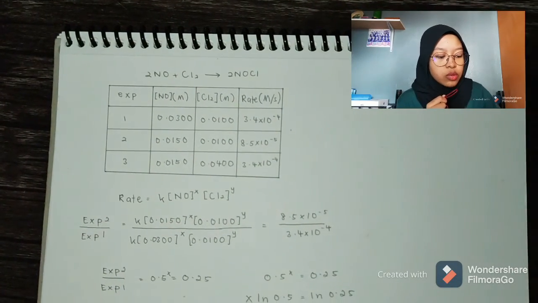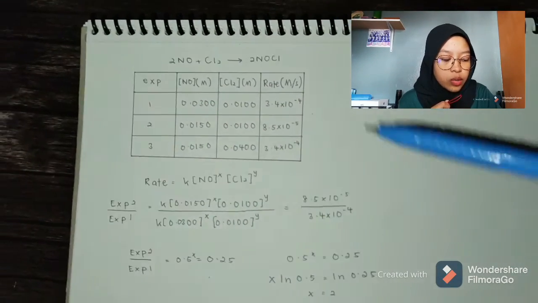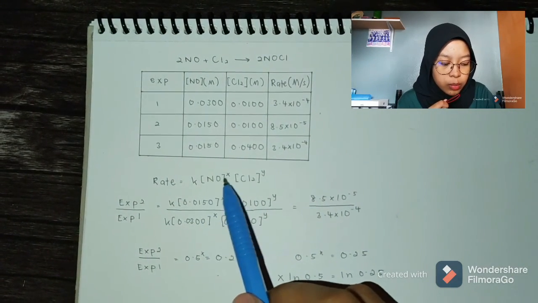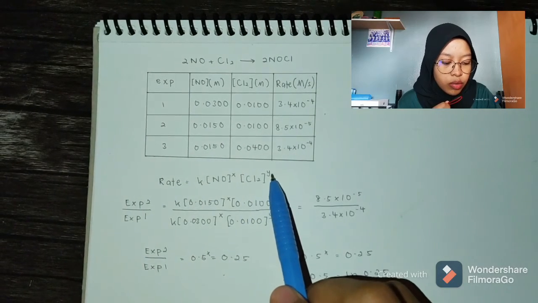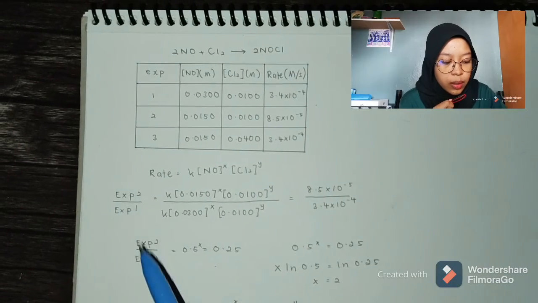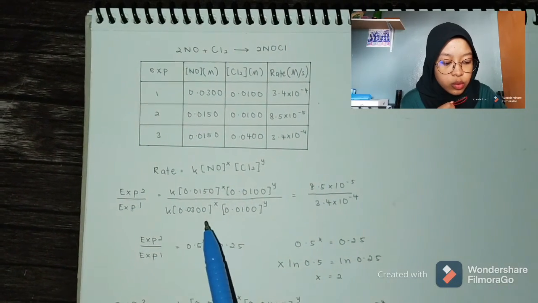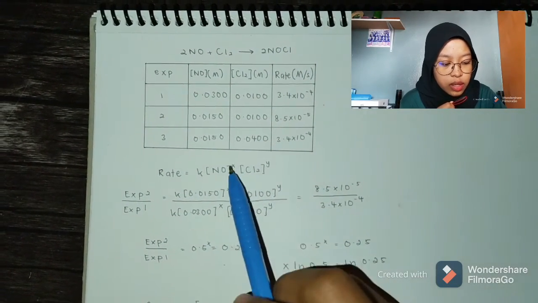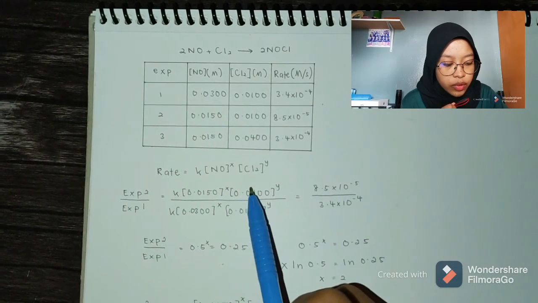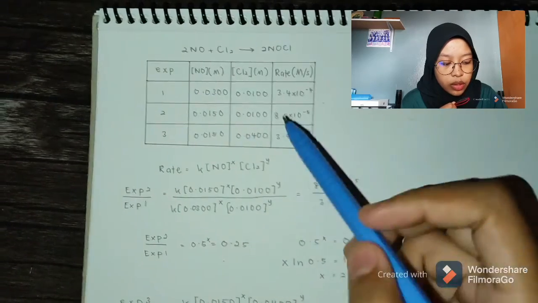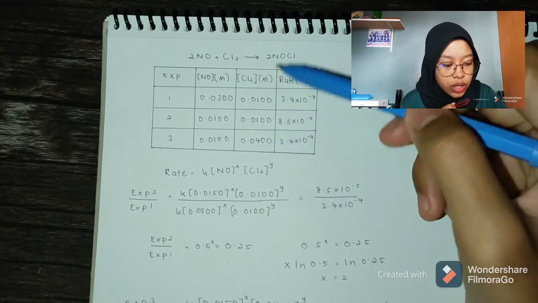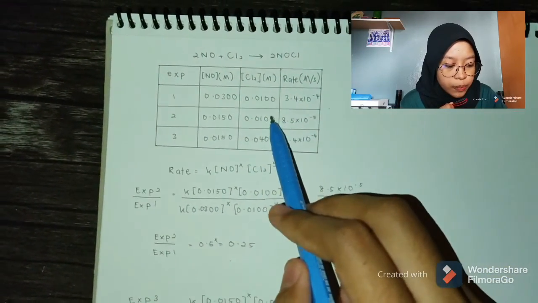So the first thing we have to do is to find x and y. The equation is rate equals k [NO] to the power of x [Cl2] to the power of y. So we rewrite it. First we have to find x, and to find x we need the same amount of Cl2, which is based on experiments 1 and 2, they have the same amount of Cl2.